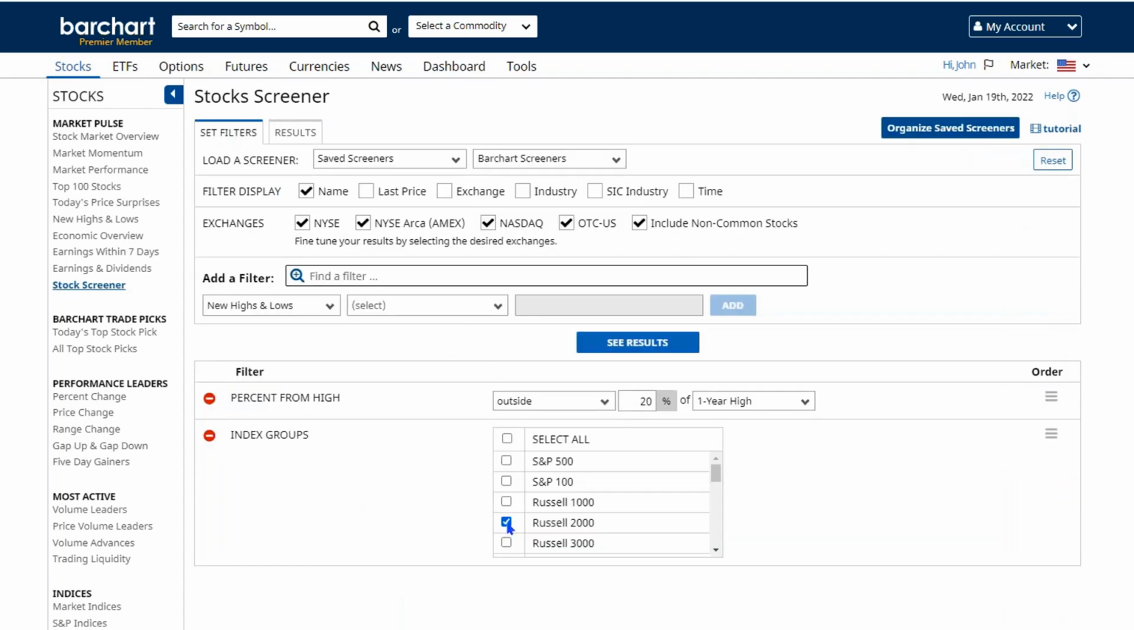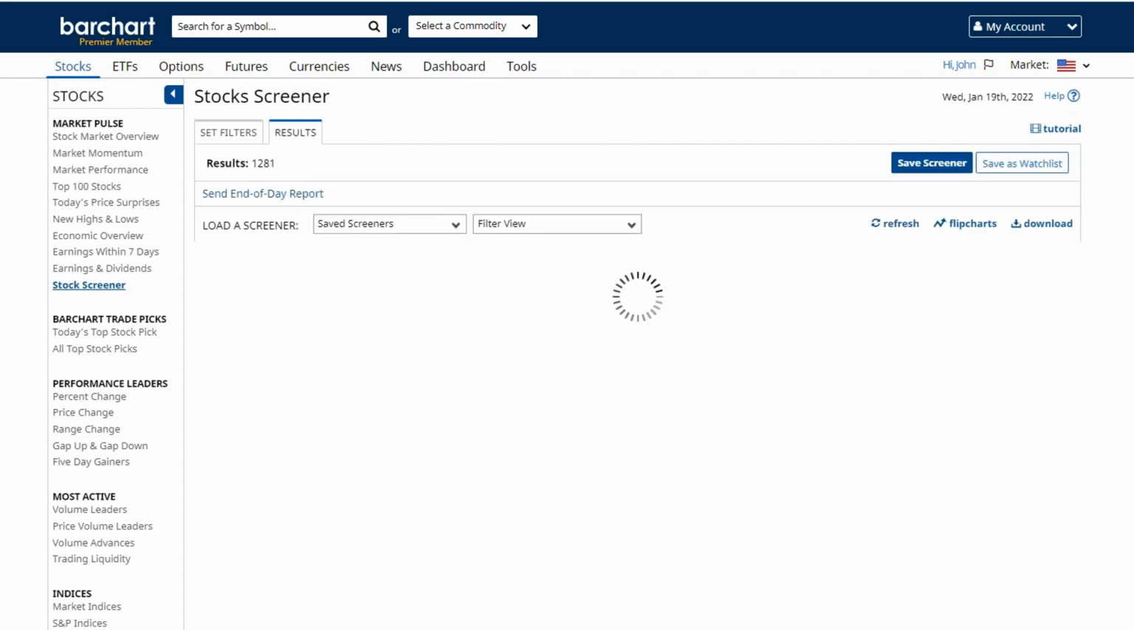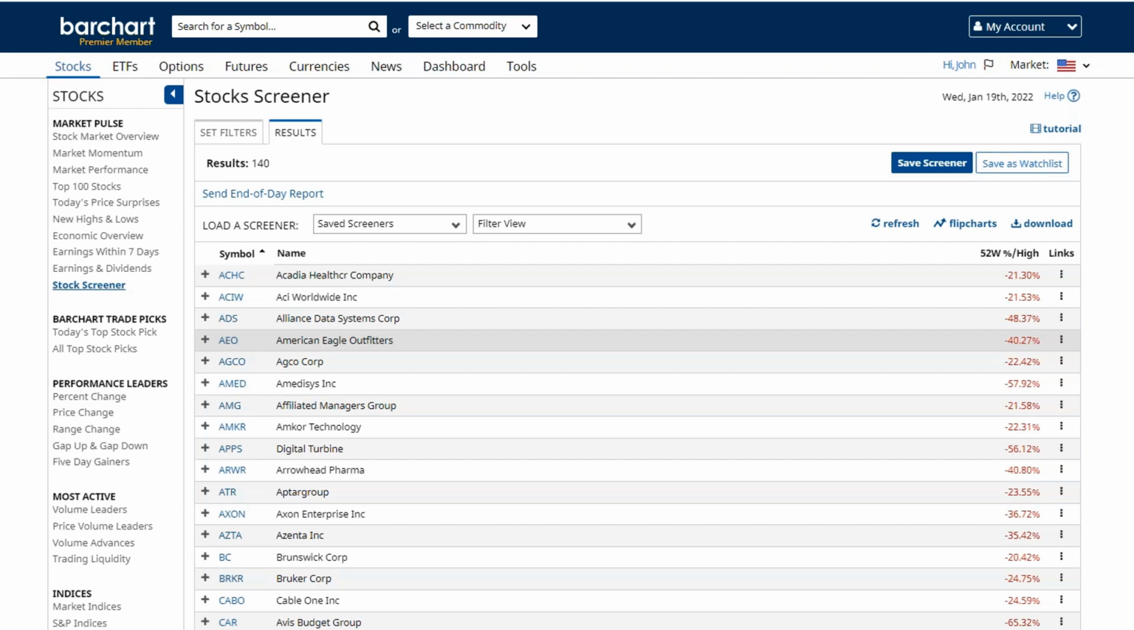If I go to, let's say, mid caps, and look at the same result, look for the results. S&P mid cap 400, 140, a little bit more than a third of the mid caps are in a bear market.